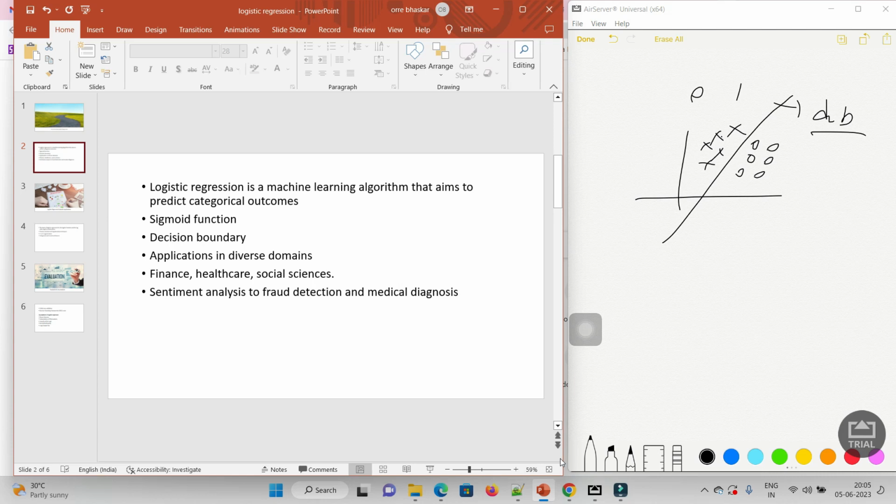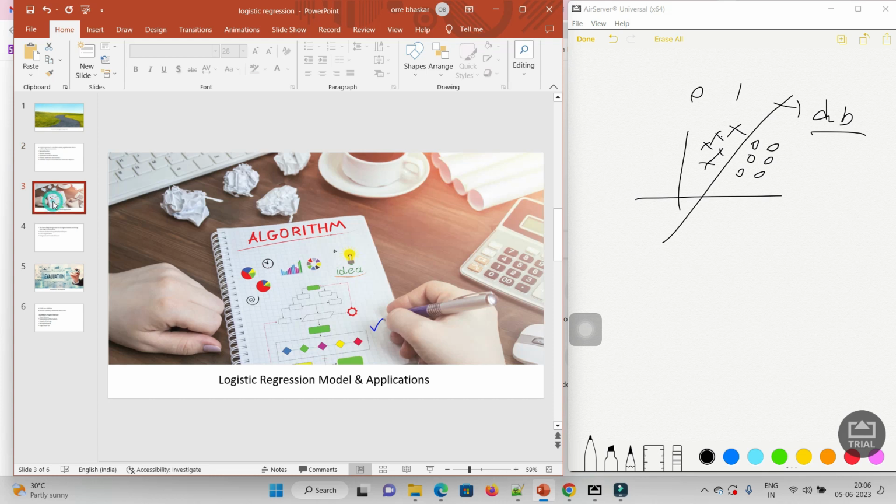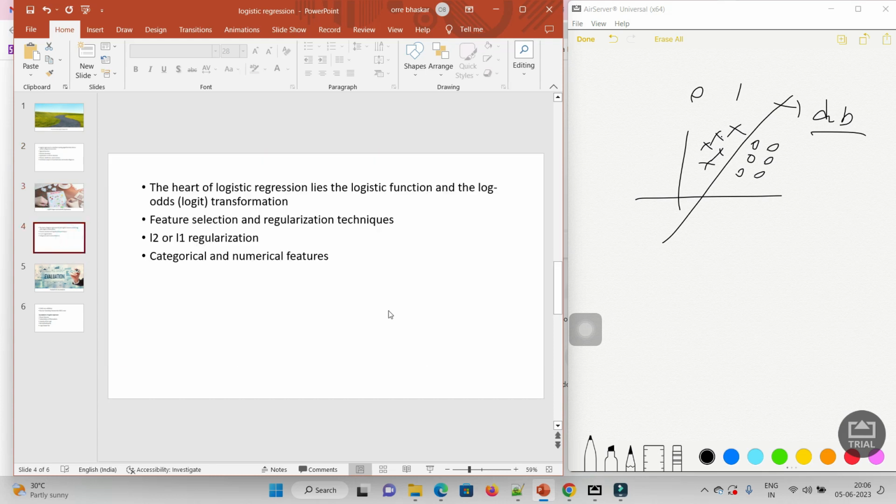The beauty of logistic regression extends beyond the realm of machine learning. It finds its applications in diverse domains such as finance, healthcare, even social sciences. From sentiment analysis to fraud detection and medical diagnosis, logistic regression is a versatile tool that empowers us to make informed decisions based upon categorical outputs. So let's move on to Section 2, logistic regression model and its applications.